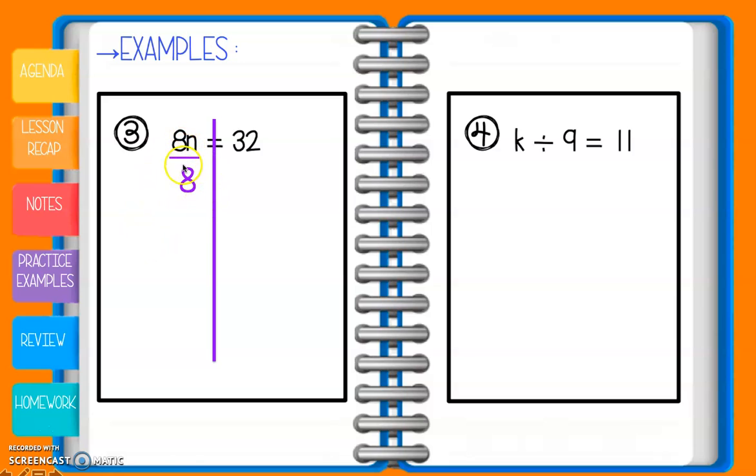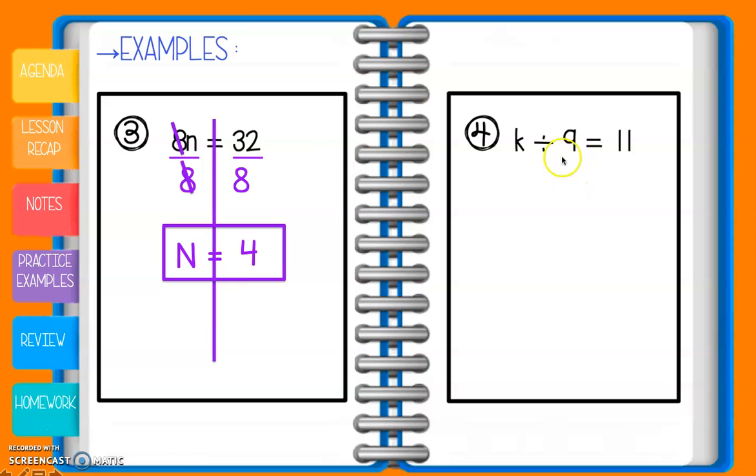Whatever I do on this side, I've got to come over here and do the exact same thing on this side. So I'm going to divide by 8 on this side as well. Here we have a times by 8 and a divide by 8, and those are going to cancel each other out, and we're going to be left with just an n. Then over here, we're going to take 32 divided by 8, and we get 4. So our final solution is n equals 4.